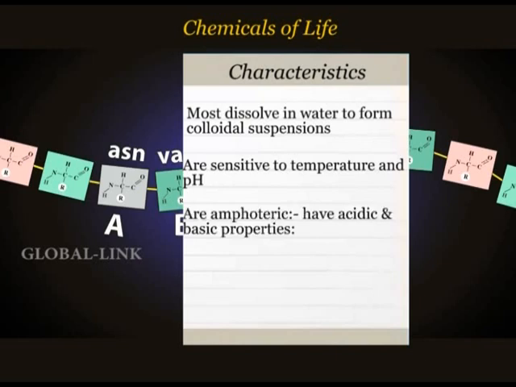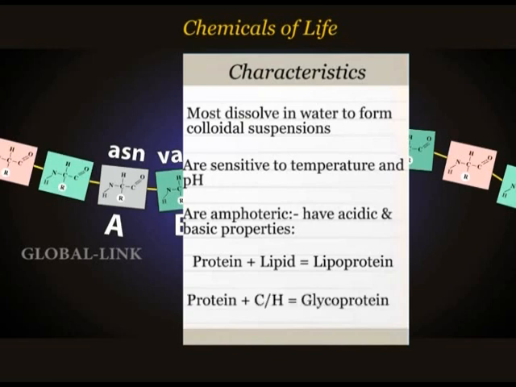Proteins are amphoteric, meaning they have both basic and acidic properties and can therefore react with both acids and bases. This property allows proteins to combine with other non-protein molecules to form conjugates. For instance, they combine with lipids to form lipoproteins. They combine with carbohydrates to form glycoproteins. They can even combine with inorganic substances like metal ions. For instance, the protein hemoglobin is conjugated with iron.